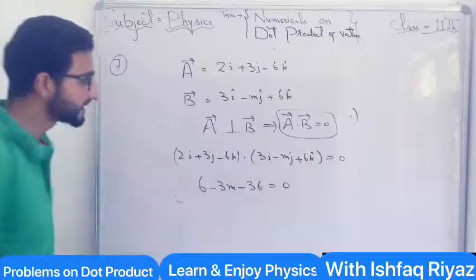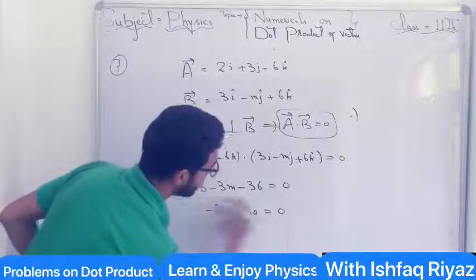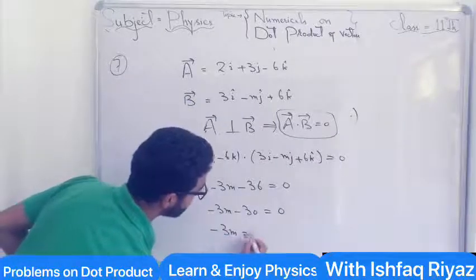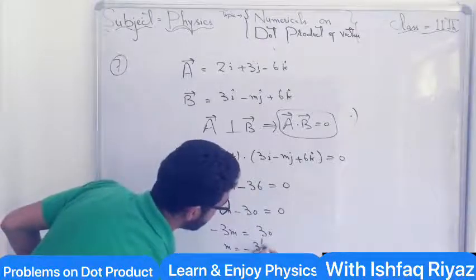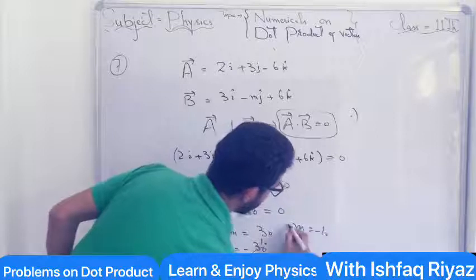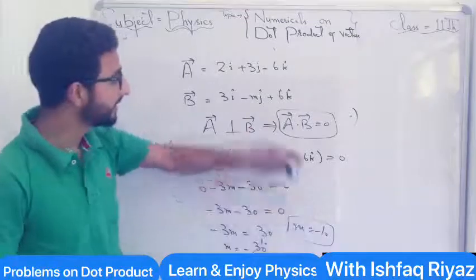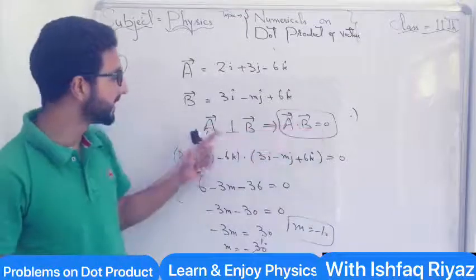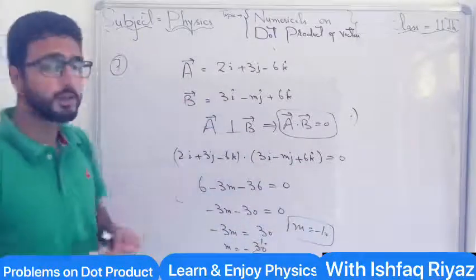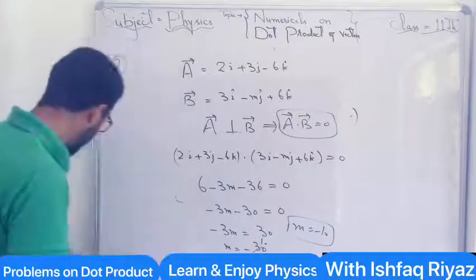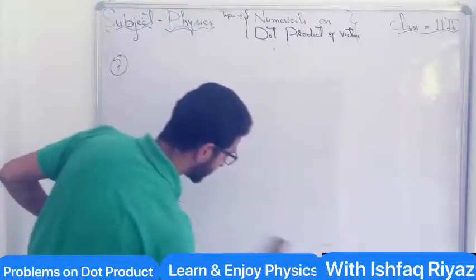So this is 6 minus 36, here it is minus 3m, so this will be minus 30, equal to 0. Or I can write minus 3m is equal to 30, simply m is equal to minus 30 by 3, that is m is equal to minus 10. So when you substitute m equal to minus 10, you will get A dot B equal to 0, that is A is perpendicular to B. So for m equal to minus 10, the two vectors A and B are perpendicular to each other. Now let's solve a few more questions regarding the dot product of the vectors.